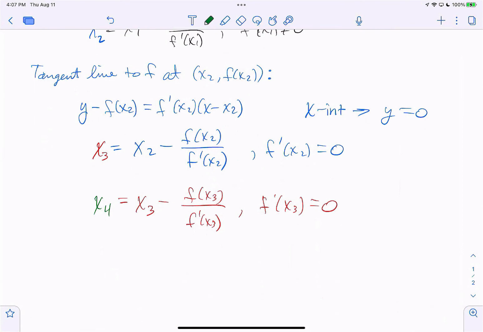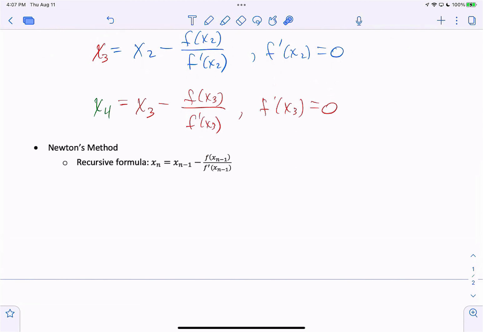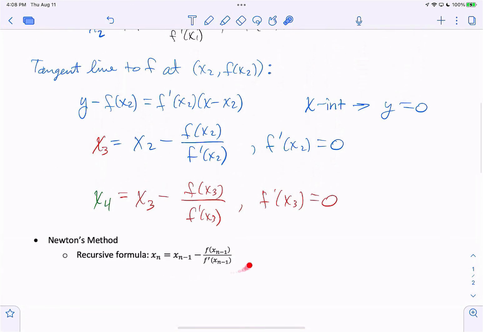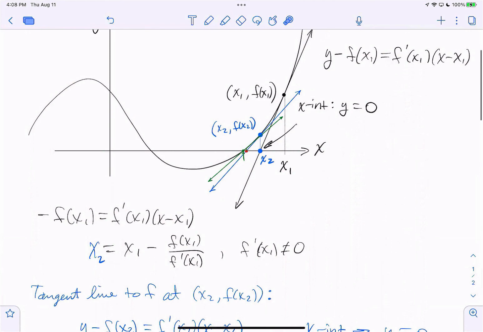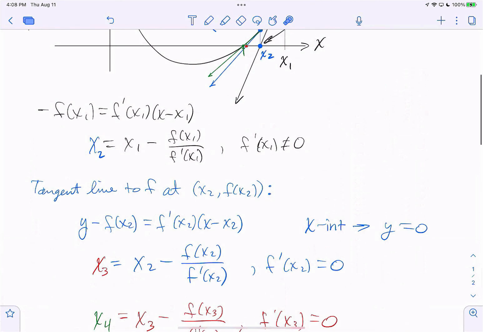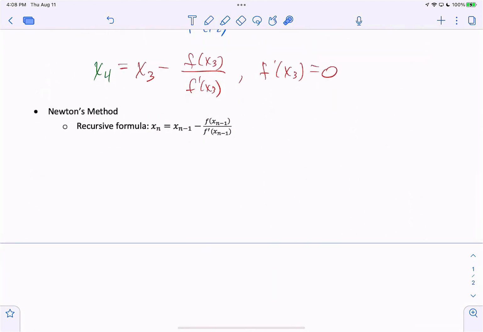And we're now ready for a general formula. Newton's method develops a recursive formula. x sub n is equal to x sub n minus 1 minus f of x sub n minus 1 divided by f prime of x sub n minus 1. It's a standardization of this process that we've done, but we don't have to substitute 0 for y and then solve for x each time, right? This says, hey, doing that in general leads to this. And this is based on an initial guess that we call x1.